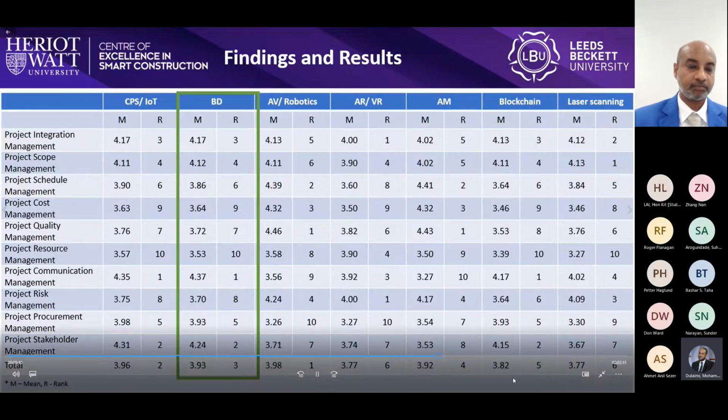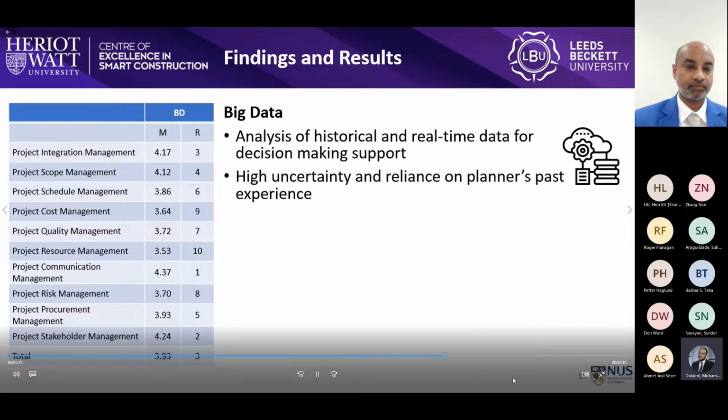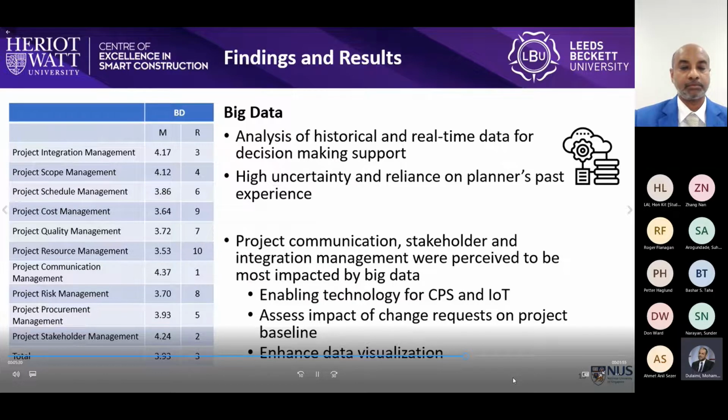And finally, for big data, as there's a high level of uncertainty during the planning processes and the reliance on the planner's past experience in the development of project schedule and cost estimation, big data can support decision-making through the analysis of historical and real-time data. And while big data provides decision-making support, project communication, stakeholder, and integration management were perceived to be most impacted by big data. This could be because big data is an enabling technology for CPS and IoT.